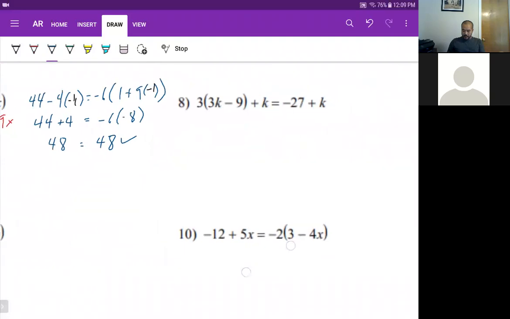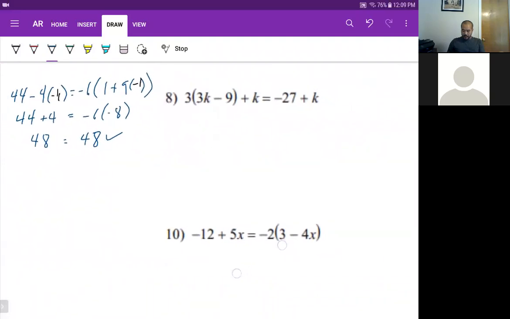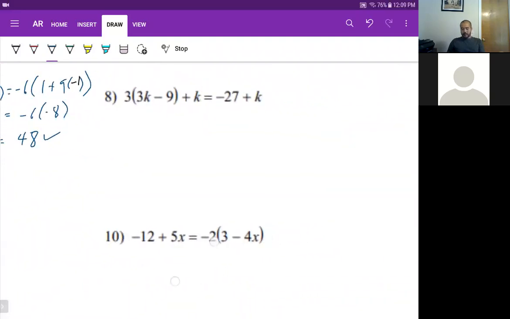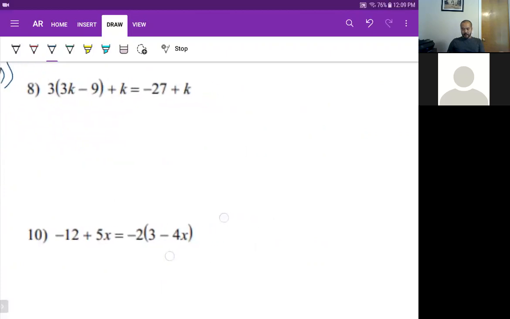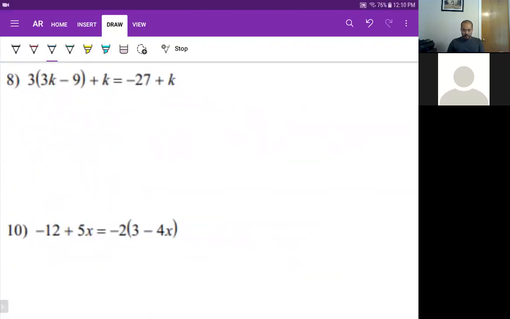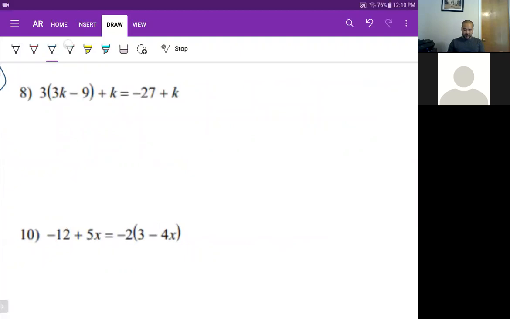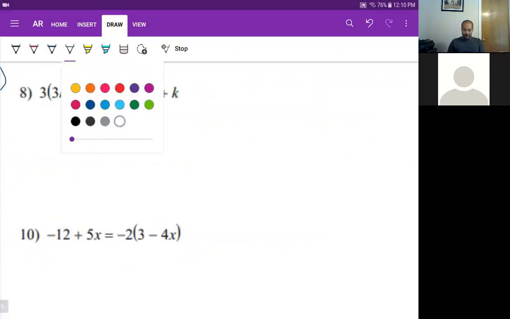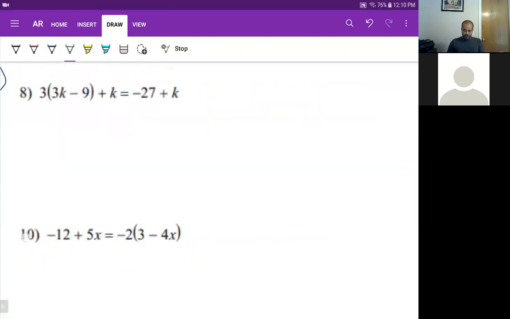Hopefully it makes sense. Okay, so number 8 here has all 3 things. You have to distribute, then you have to combine like terms, then you have to do inverse operations. So last example that I'll do with y'all, unless you want more, but they're kind of all the same.